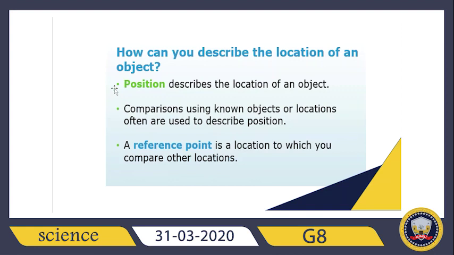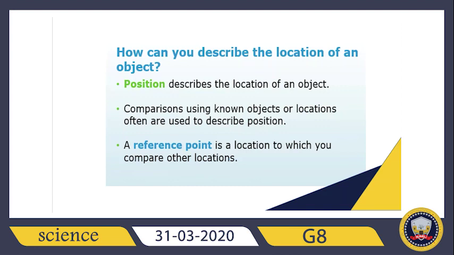Actually, you need two pieces of information. First, a position and a reference point. Position describes the location of an object. Often you describe where something is by comparing its position with where you currently are. For example, you might say that a classmate sitting next to you is 2 desks to your right, or that a mailbox is 2 blocks south of where you live.